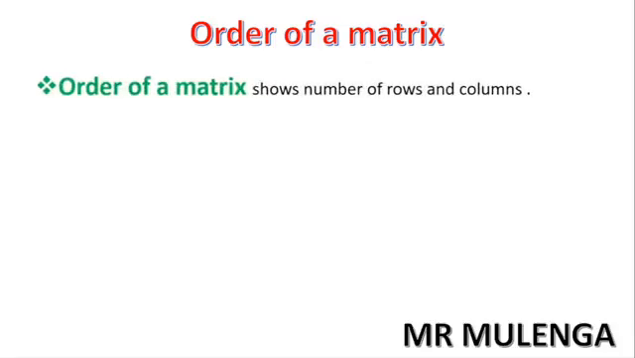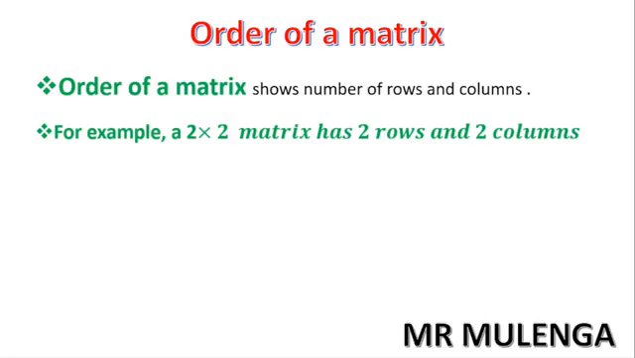So let us now look at the order of a matrix. How can we state the order of a matrix? The order of a matrix is stated by following the number of rows by the number of columns. So the order of a matrix shows the number of rows and the columns. If you are presenting the order of a matrix, you have to start with the number of rows followed by the number of columns. You can use a multiplication sign to show "by".